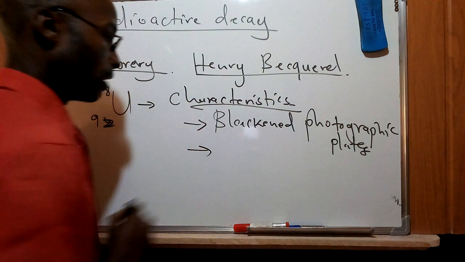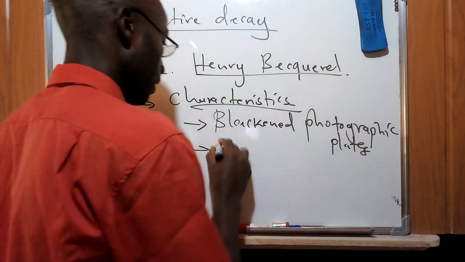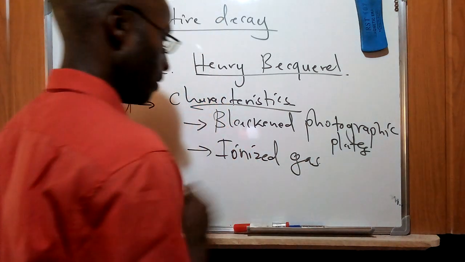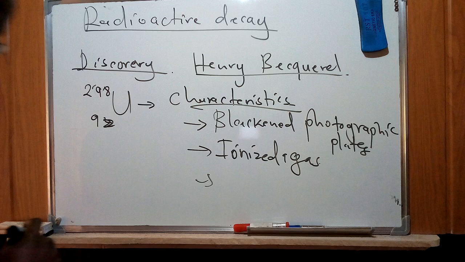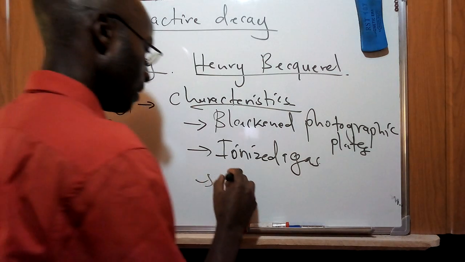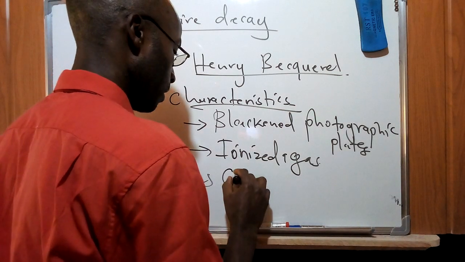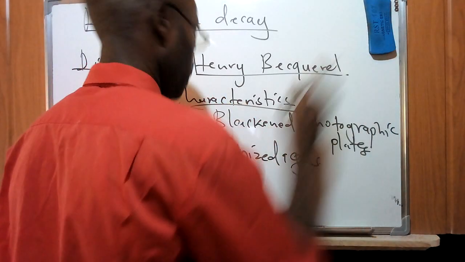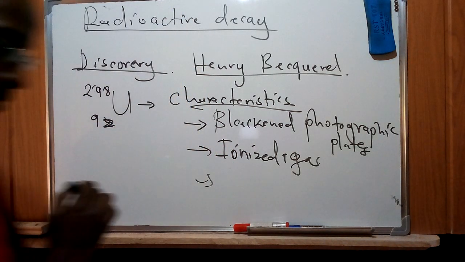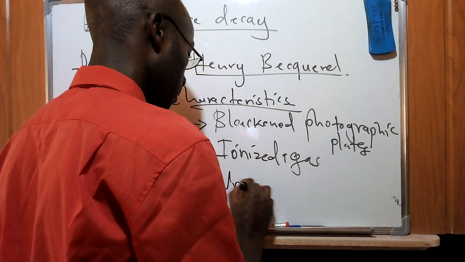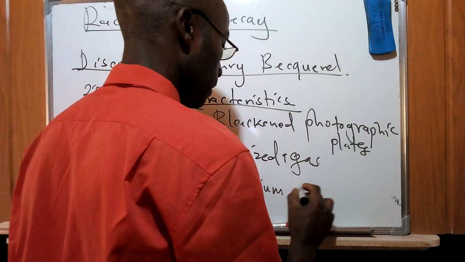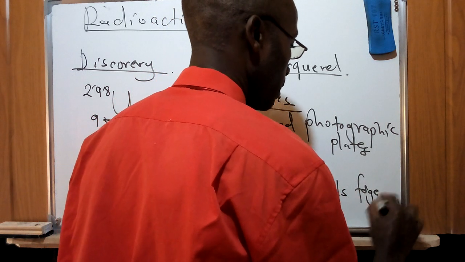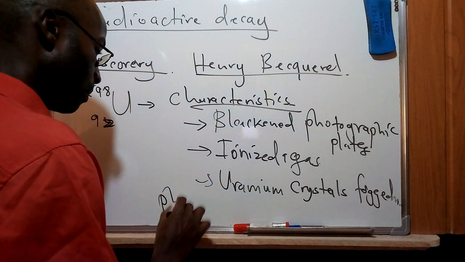And then a second characteristic of this radiation is that it ionized gases. And then number three is that the crystals, specifically the uranium crystals, fogged photographic plates. So in actual sense, uranium crystals fogged photographic plates.